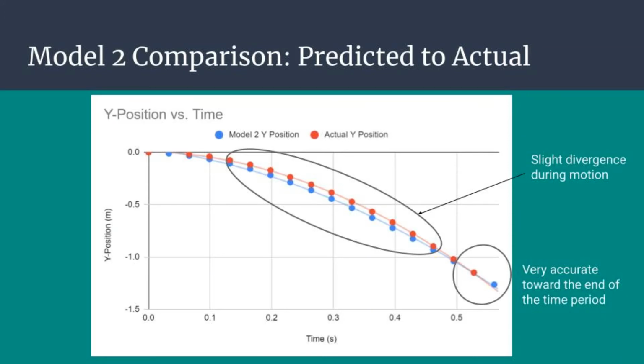This graph shows the actual motion of the ball compared to the Model 2 position data that was generated by the GlowScript program. Even though the predicted position differs slightly while the ball is in motion, the curve of the graph stays very consistent throughout the entire time period.